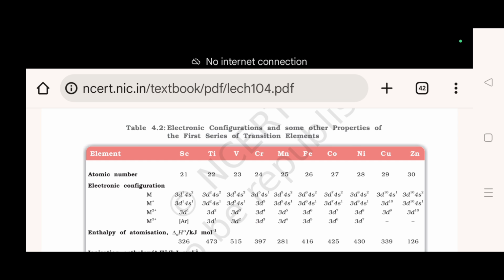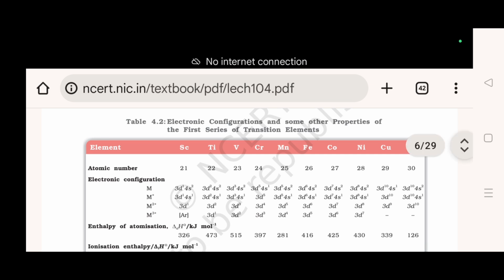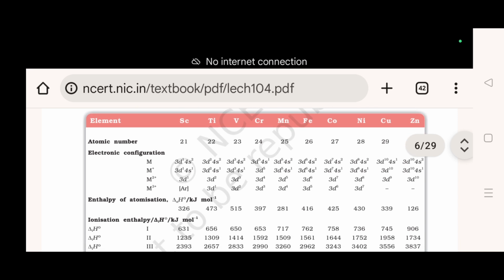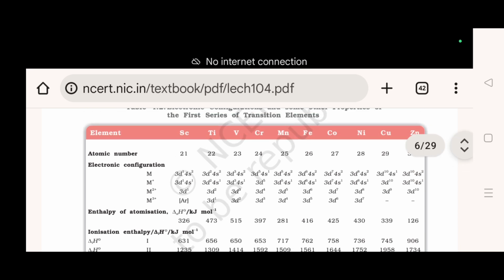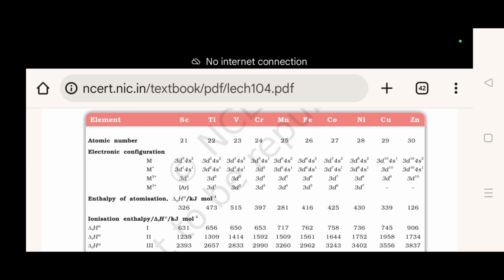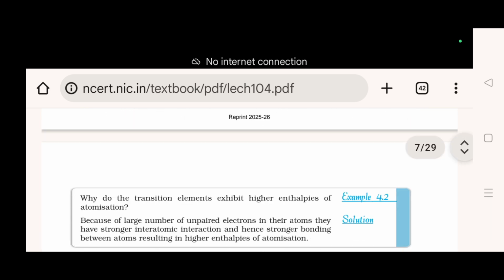And for M3+, for scandium, it will be only the noble gas, and after that it will be 3d1, 3d2, 3d3, 3d4, 3d5, 3d6, 3d7, and for copper and zinc it is blank, because they do not show 3+, since they cannot lose 3 electrons. Enthalpy of atomization, which is measured in kilojoule per mole, is 326, 473, 515, 397, 281, 416, 425, 430, 339, 126 respectively.